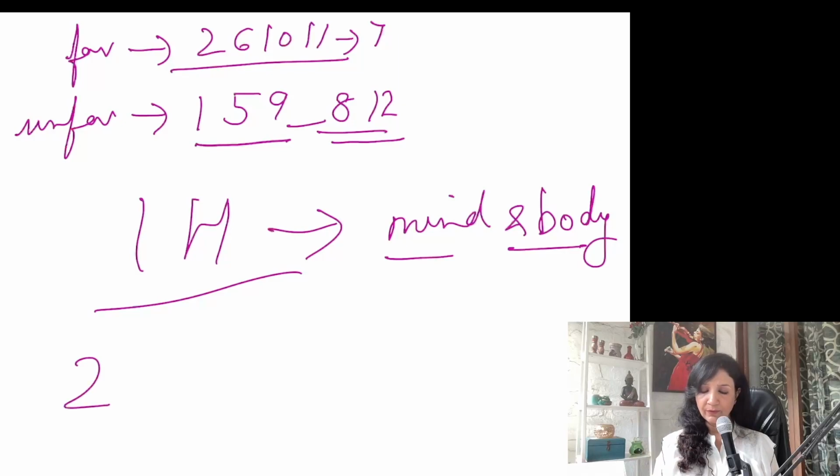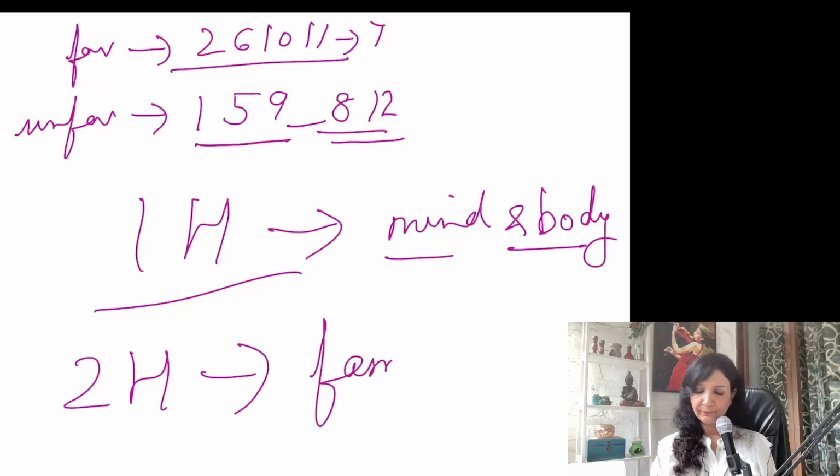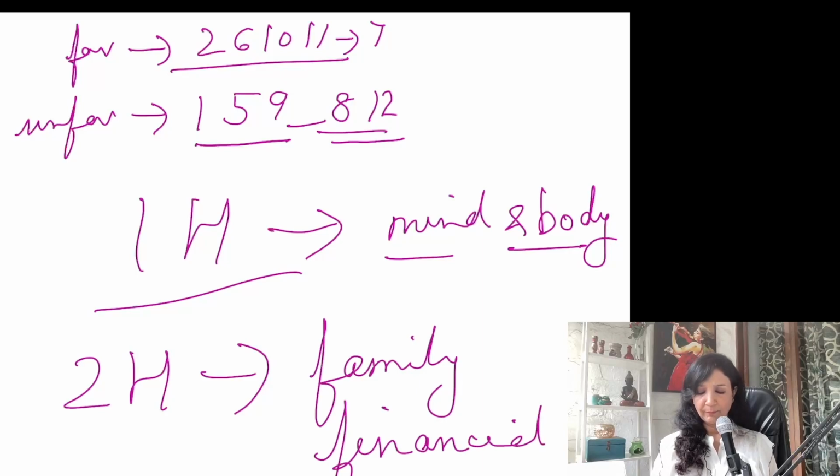Then second house. What does the second house mean? The second house represents finance, speech, and family. So one can earn through banking or financial institutions, or even through family business. So family and financial institutions. Banking.